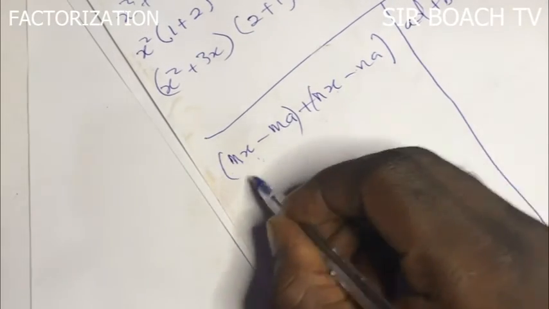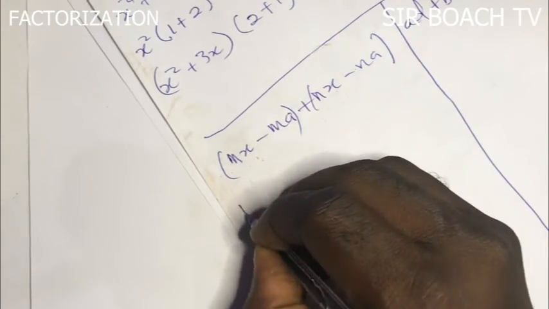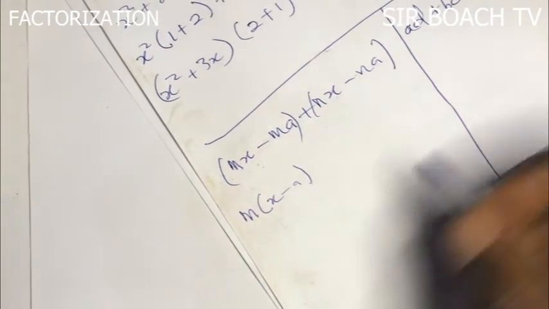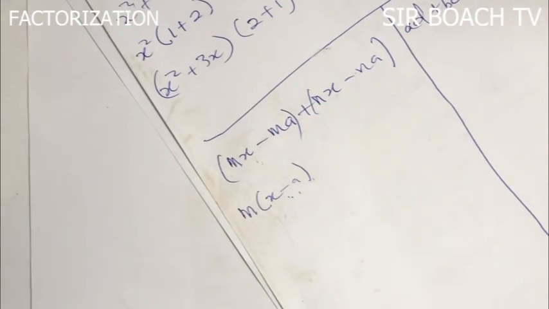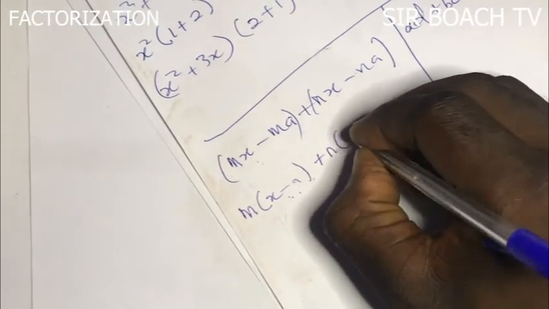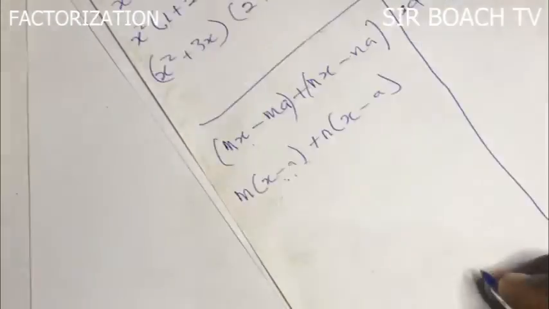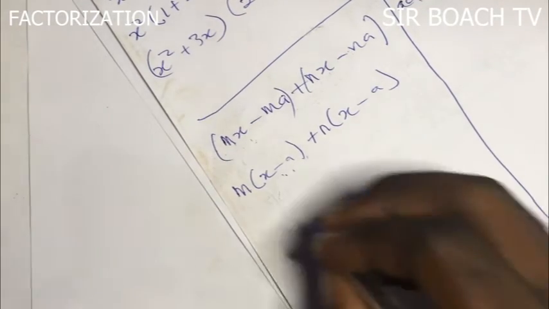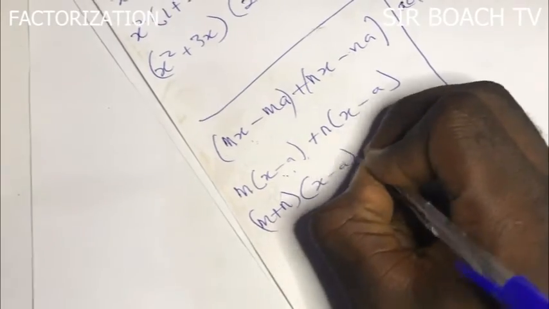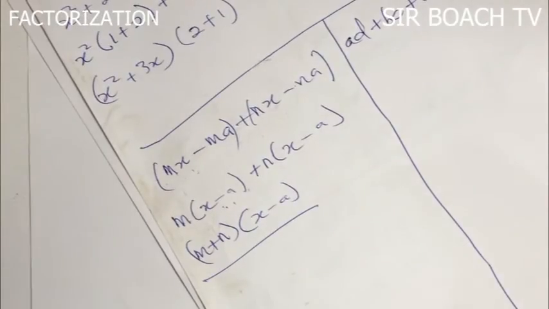So what are we factorizing here? We're factorizing m out. So we bring m out, what is left? x minus a. So remember, in the next bracket too, we have to get n minus a. Are you good? Good. So we bring plus n out and we get x minus a, like that. So the final answer will be m plus n in one bracket and x minus a in another bracket. Simple like that.